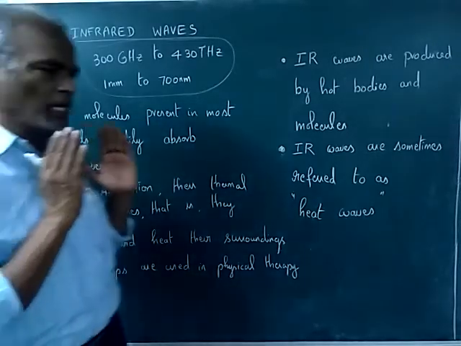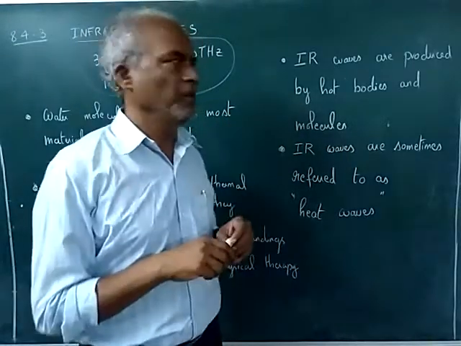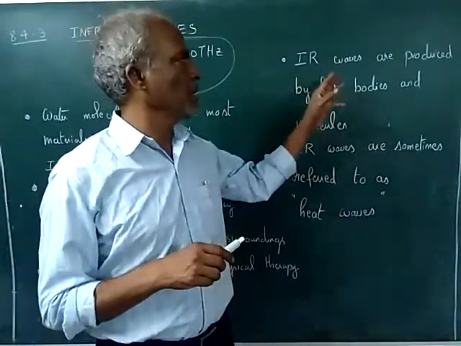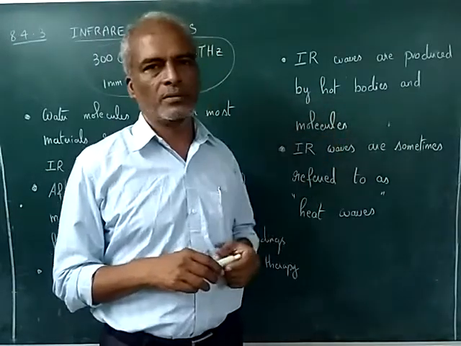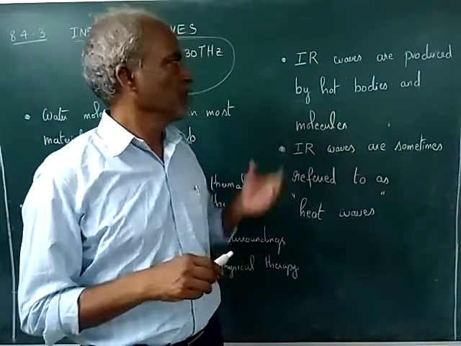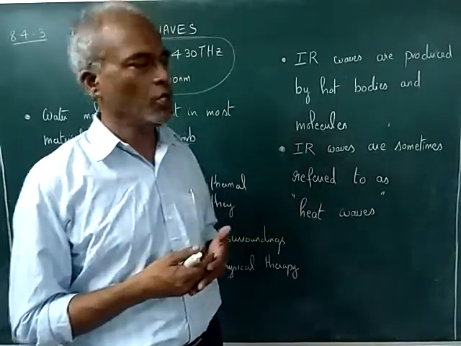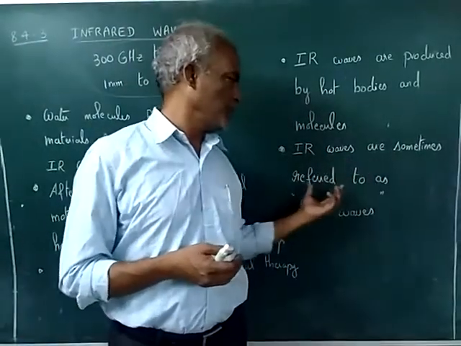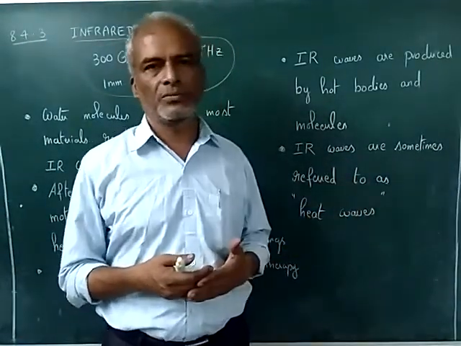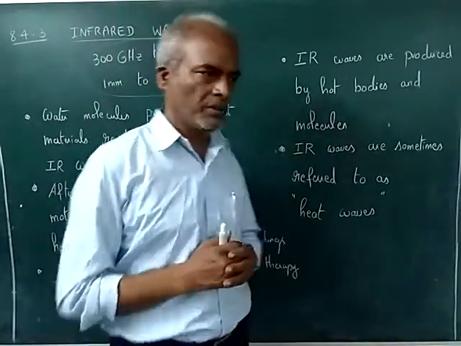So infrared waves occupy this part of the electromagnetic spectrum. What are infrared waves? Infrared waves are produced by hot bodies and molecules. Infrared waves are sometimes referred to as heat waves. So the other name for infrared waves is heat waves.